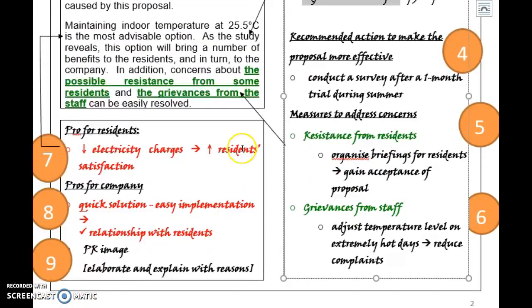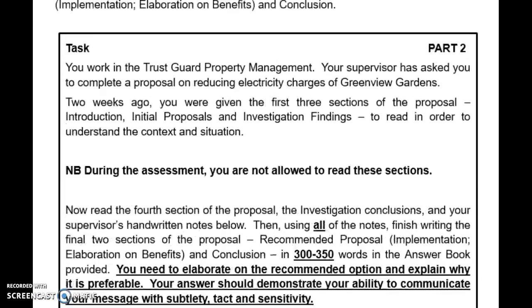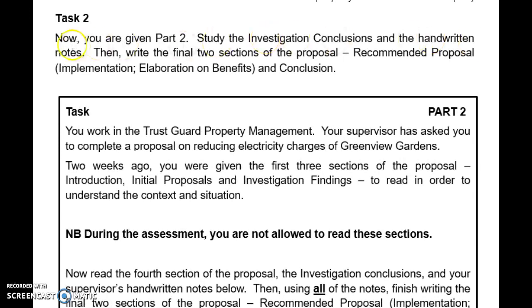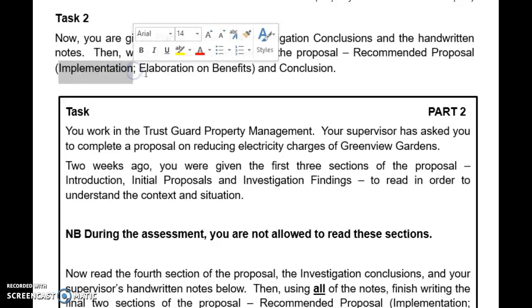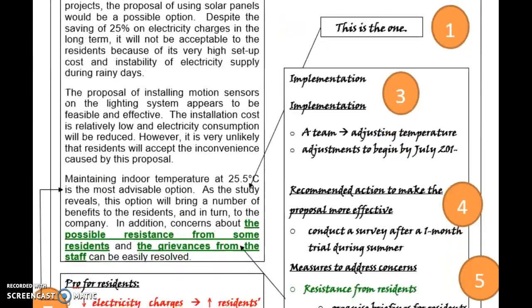Another big subsection would be elaboration on benefits. So go back to page 1 again. The first subsection is called implementation, while the second subsection is called elaboration on benefits. Now, let's look at the elaboration on benefits.